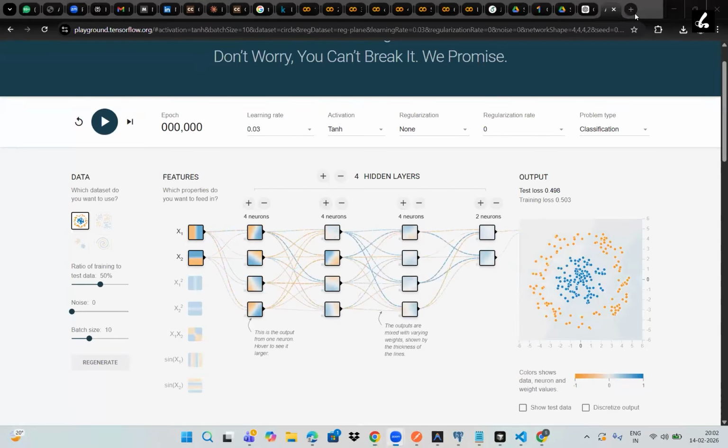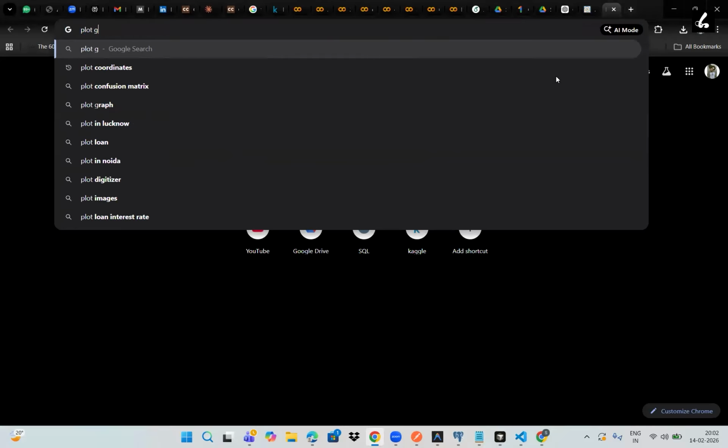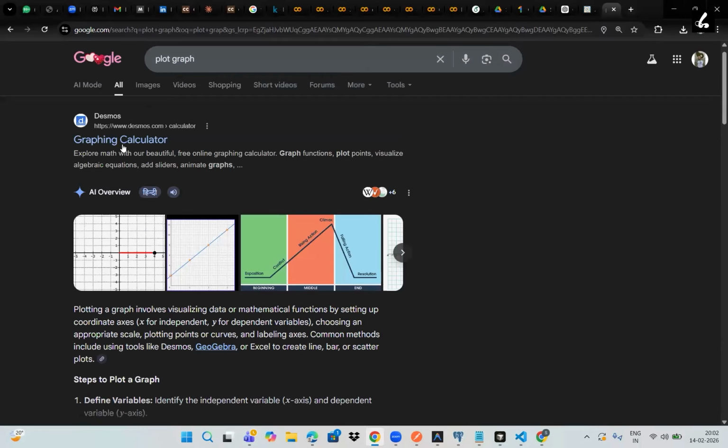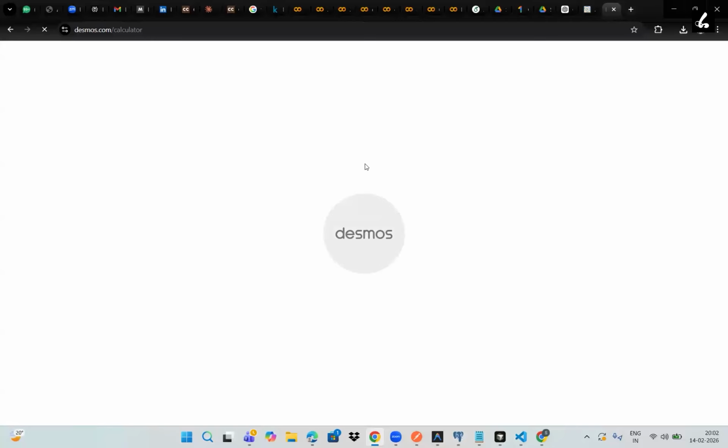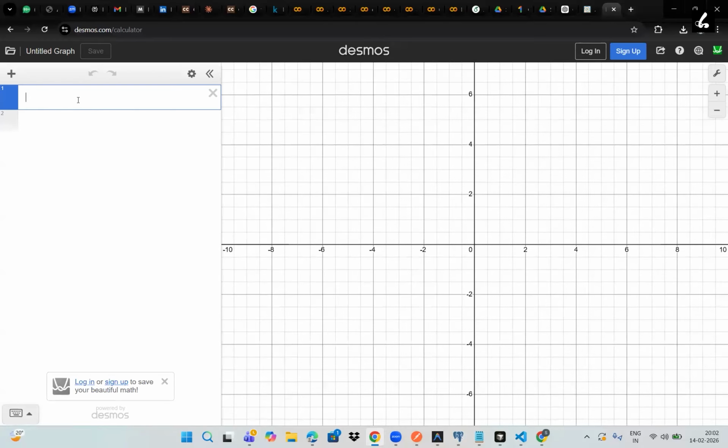Let me just do one thing. It will be very clear for you if I plot some graphs. We have Desmos, right? So weight means what gets passed from one layer to another, right? That is called weight.